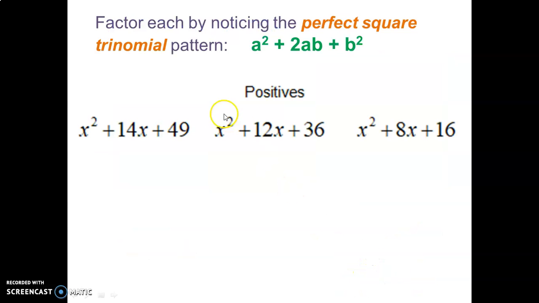Let's try some more like that. So that's a pattern called a perfect square trinomial. It looks like this: a squared, b squared, and in the middle 2 times a times b. So see if you can recognize that as that. Something squared here, something squared here, and in the middle 2 times those two parts.